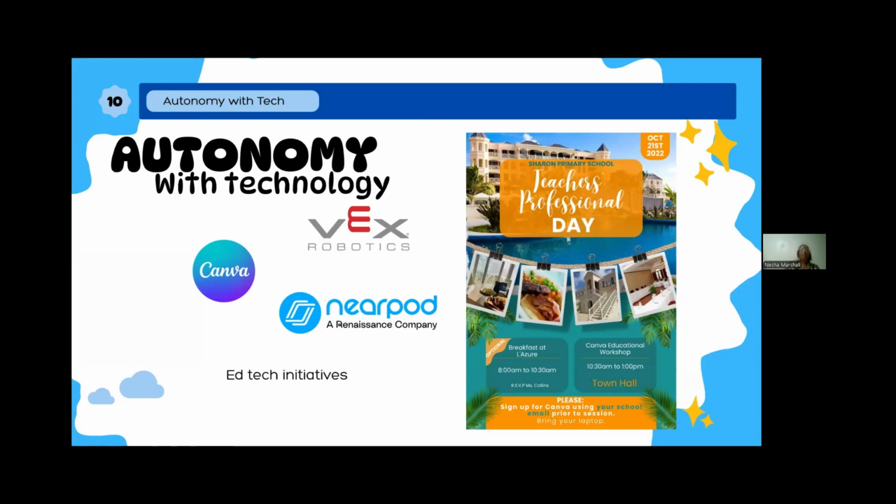And here I have a flyer from Teachers Professional Day 2022, where I would have introduced my colleagues to Canva, which is what I use to create this presentation today. I use Canva for everything. I love Canva. I don't know if anybody else uses Canva, but I use Canva for most of my designs, and Canva really is awesome, and it is free for educators. So I really encourage everybody to use Canva. And also we have Nearpod there as well. Nearpod is another very great EdTech initiative.